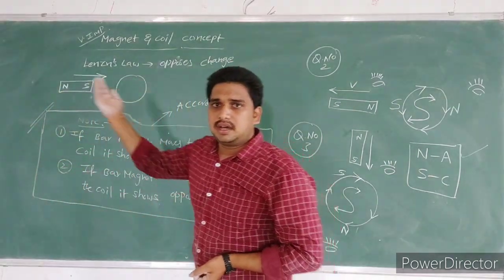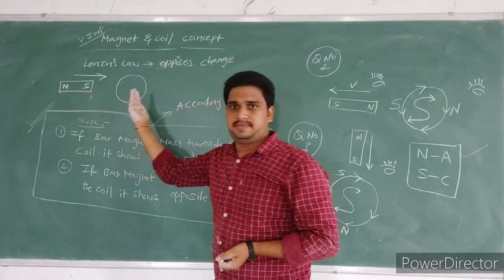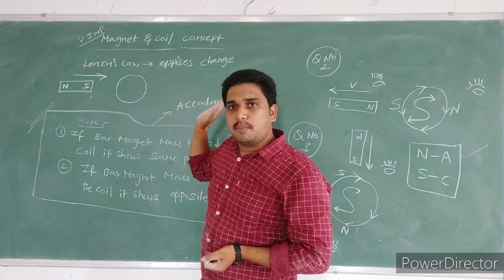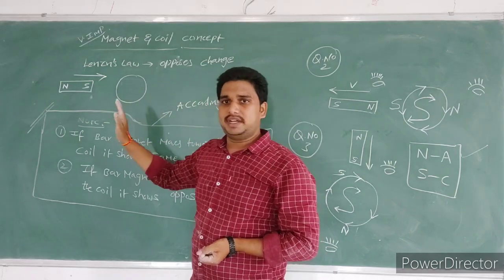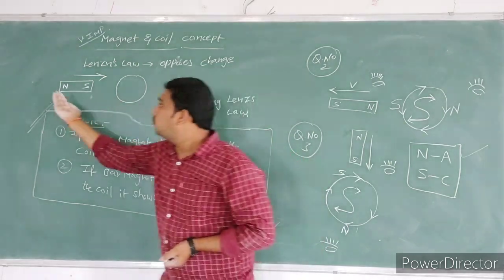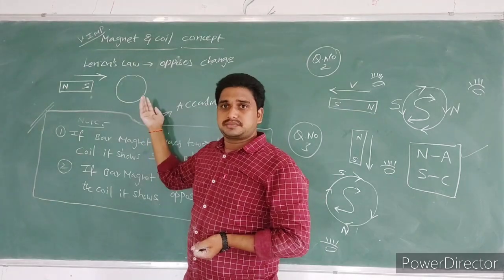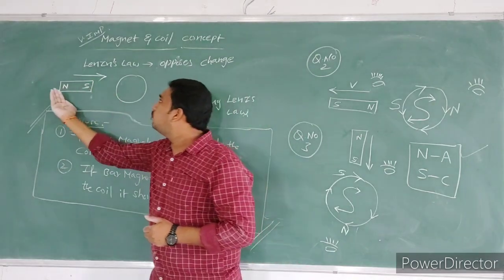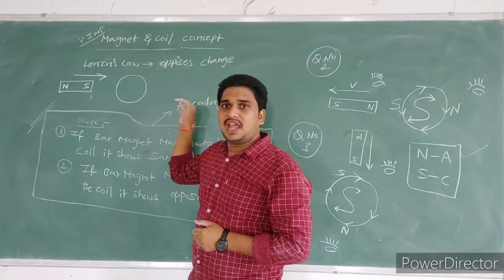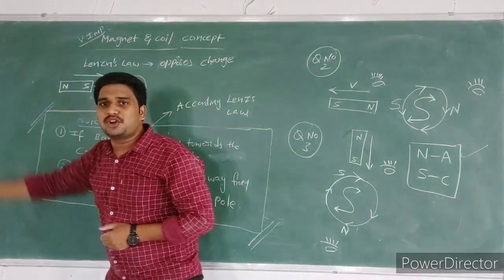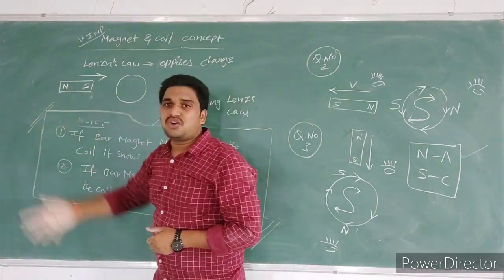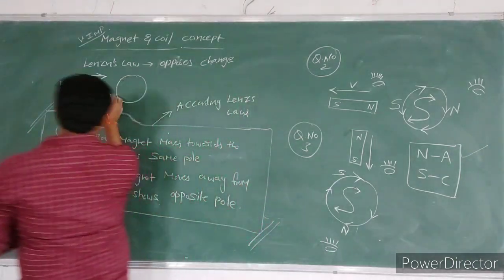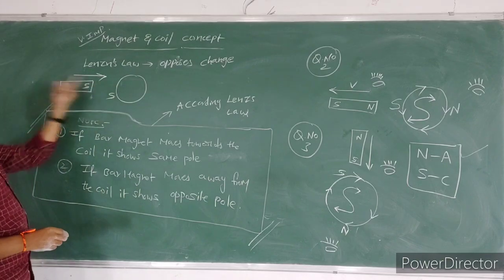Do you understand? Here the bar magnet moves towards the coil. According to Lenz's law, it opposes the change. It opposes the movement. It restricts the movement. That means, since it is moving towards the coil, it tries to pull this bar magnet away from the coil. How to move it away from the coil? This is the south pole. If we take a south pole here also, repulsion will happen. Definitely it will move away.